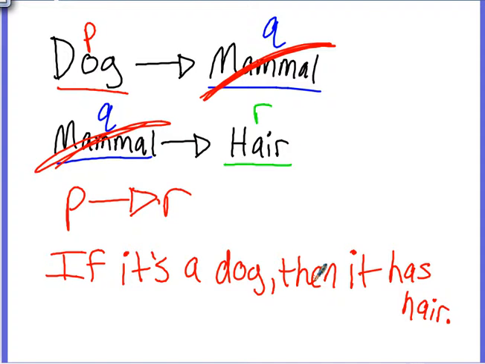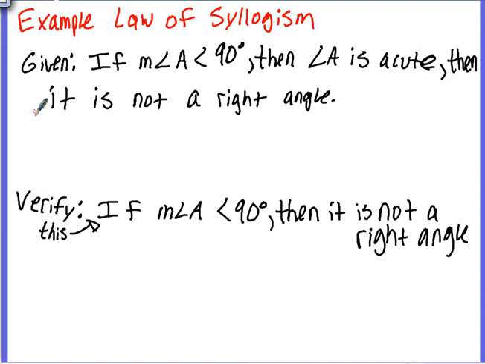Alright, so take a moment to copy down this example. Go ahead and hit pause and copy it down. Two pieces of given information, a given sentence and something you're asked to verify. Or maybe they wouldn't even give this to you, and they would just say if, and they might ask you to finish the sentence. Go ahead and hit pause and write it down. Alright, so in this example of using the law of syllogism, you're given more than one if-then statement. Sometimes they will give it to you as an if, a then, an if, a then. Sometimes they'll give it to you in order like this.